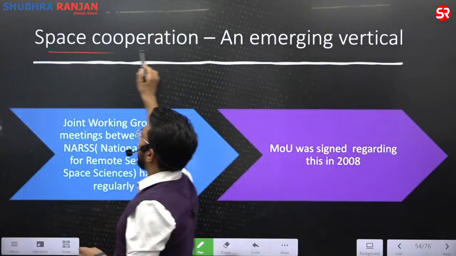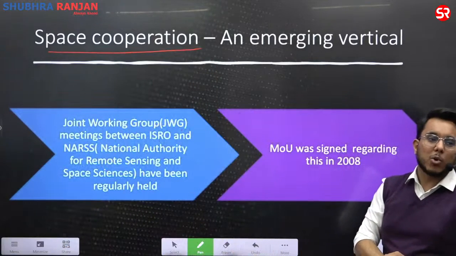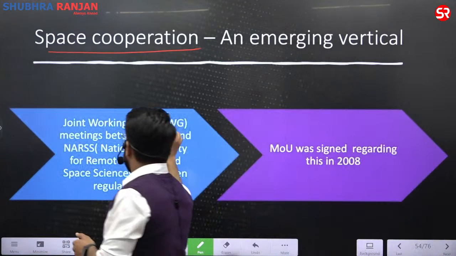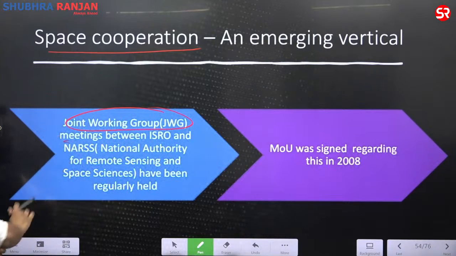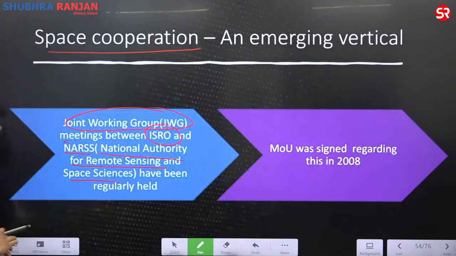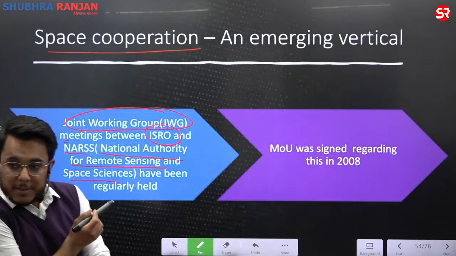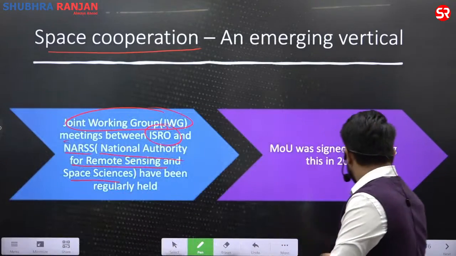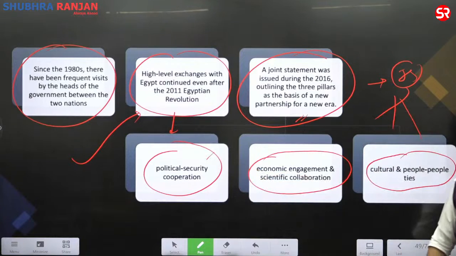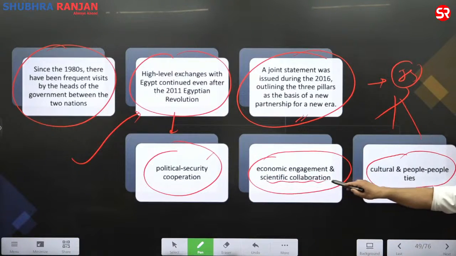Then we have seen that on science we also have collaboration in multiple fields, particularly on space cooperation. Now on space cooperation, recently a Joint Working Group has been established between ISRO and NARSS, that is the National Authority for Remote Sensing and Space Sciences. So basically, as we talk about the three pillars on which India and Egypt relations are based, ab dekho dobara se yaad karo, three pillars: political and security cooperation, economic engagement and scientific collaboration, and culture and people to people ties.